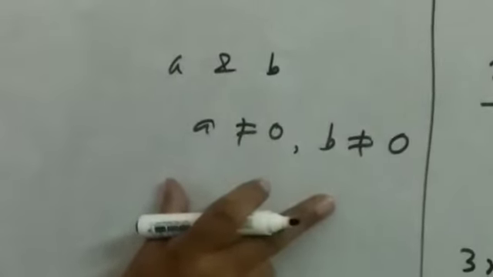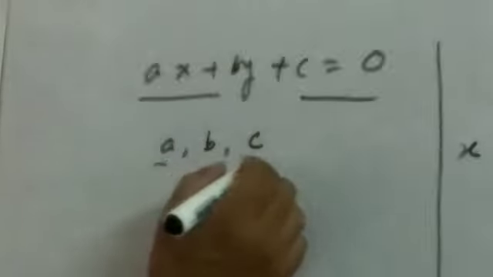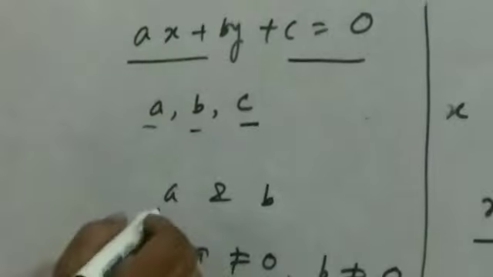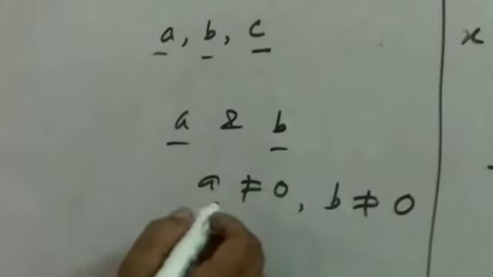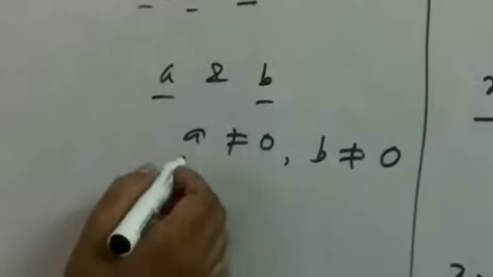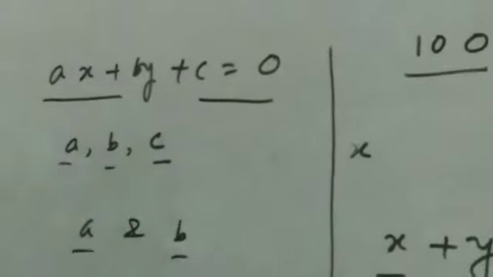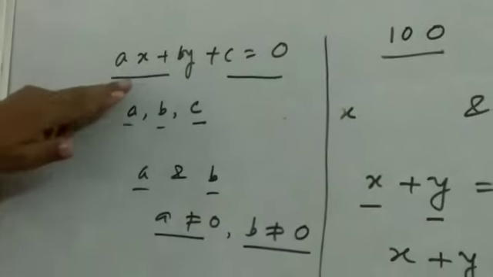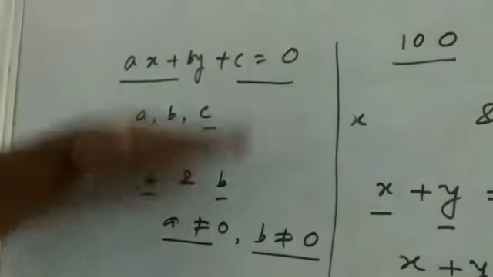So this is the linear equation in two variables where A, B, C are real numbers, where A and B are not equal to 0, meaning A not equal to 0 and B not equal to 0. So this equation you have to remember. This is also called the general or standard form of linear equation in two variables.